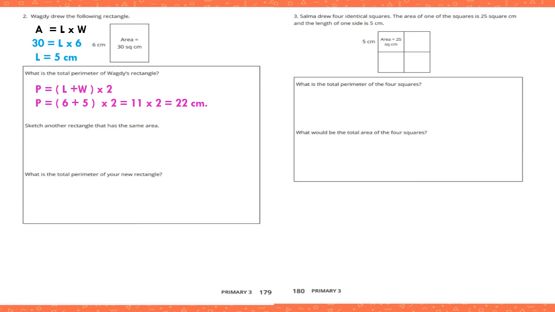Sketch another rectangle that has the same area. Our area is 30 centimeters square. So we will divide it into two numbers. So it will be 3 times 10.